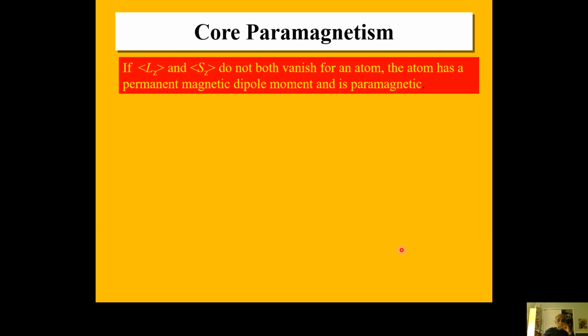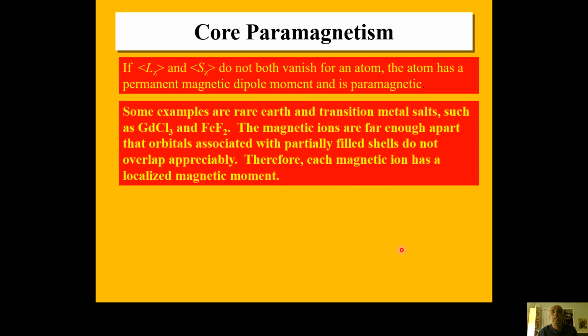So now I want to talk a little bit about paramagnetism. Still we are talking about the atomic or ionic contribution. If both the Lz and Sz expectation values do not both vanish for an atom or ion, that atom has a permanent magnetic dipole moment, right? Then you can have something called paramagnetism. So far we were talking about diamagnetism, right? Now we'll see how we can calculate that paramagnetism.